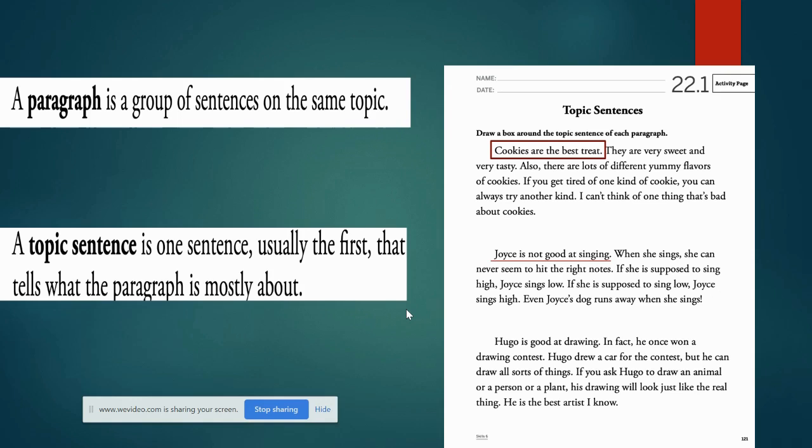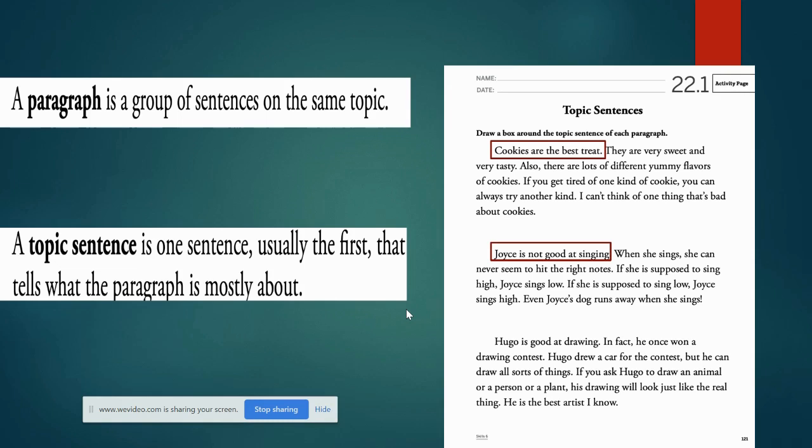If she is supposed to sing low, Joyce sings high. We have another sentence that's related to Joyce not being the best singer. And lastly, even Joyce's dog runs away when she sings. Well, we know if that dog is running away, Joyce must not be very good at singing. And so, because all of the sentences in this paragraph relate back to that first sentence, we know that it is our topic sentence.